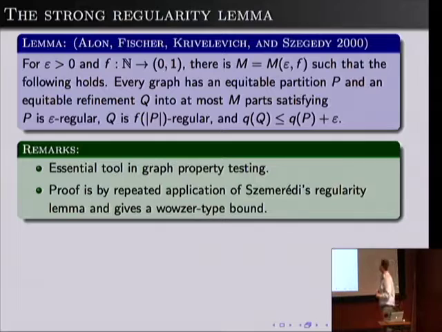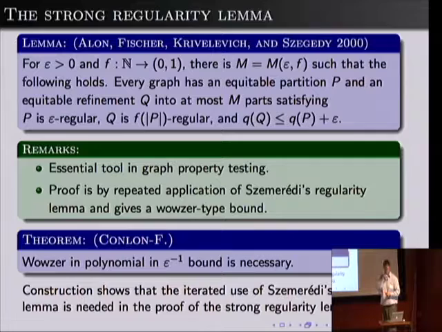And this has become an essential tool in graph property testing. And as I said earlier, its proof is by repeated application of Szemerédi's regularity lemma and gives a Wowzer type bound. What we did was give a construction using the same construction from before, but changing the parameters around, which shows that the upper bound is essentially tight. You get a Wowzer in polynomial in 1 over epsilon lower bound for this. And the construction really shows that you have to use the iterated use of the regularity lemma, that you see it from the other direction in the construction to prove the strong regularity lemma.